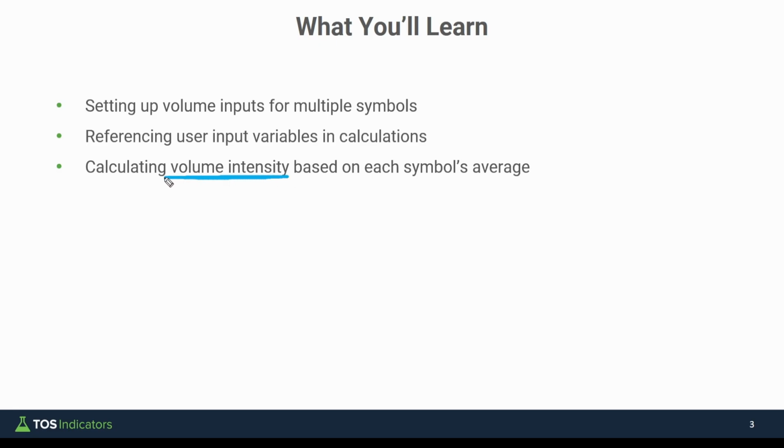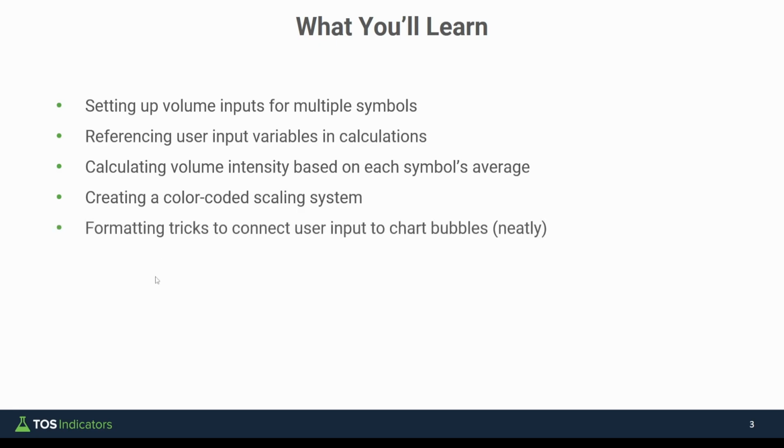When we create this volume intensity variable, or this ratio rather, you'll see how it plots, you'll see the different values it can be. And when we identify that, we'll then move on to create a color coding system, something that scales this into useful information. And finally, some formatting tricks that then take all of this information and make it really easy for us to actually visualize and get the information we need.